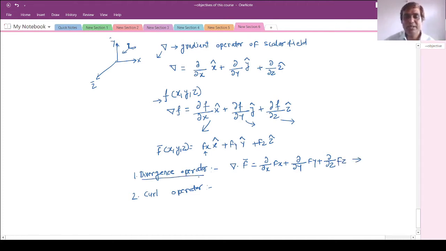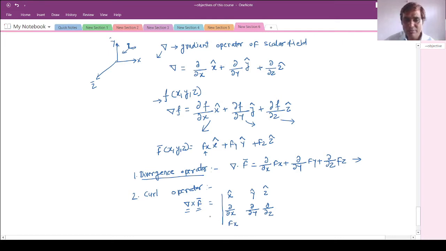Basically, the divergence operator is like the scalar product, and the curl operator is like the cross product of the gradient operator with the vector f bar. So how can I calculate the curl of vector f bar? This can be calculated using a determinant which gives the x component, y component, and z component, and these are the three components of the gradient, that is d by dx, d by dy, d by dz.